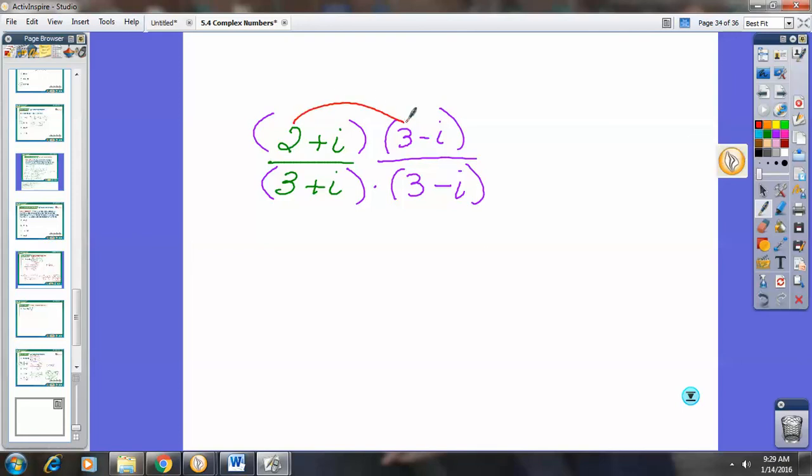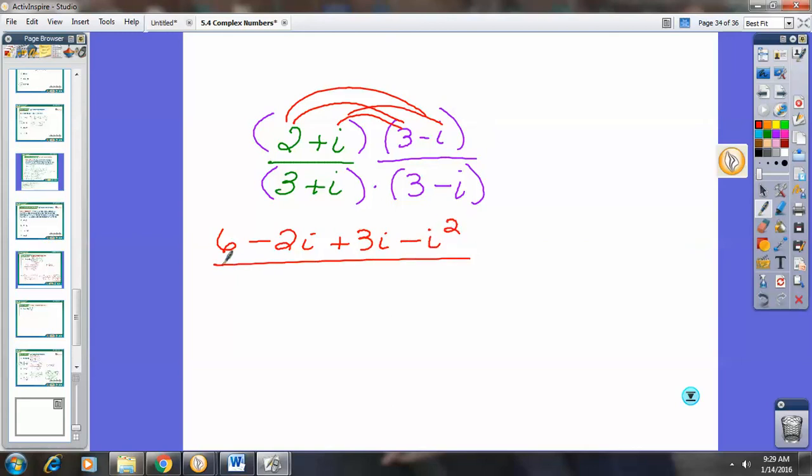So multiply your first terms. 2 times 3 is 6. Outer terms, 2 times negative I is negative 2i. Inner, 3 times I is 3i. And I times negative I is negative I squared. I couldn't use the shortcut in the numerator because the numerators are not conjugates, are they? The denominators are conjugates, so I can use the shortcut in the denominator.